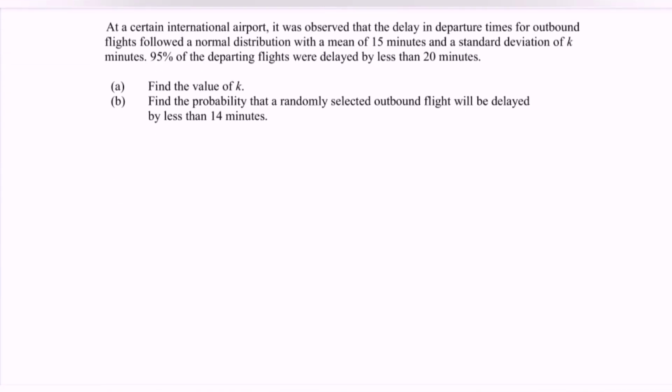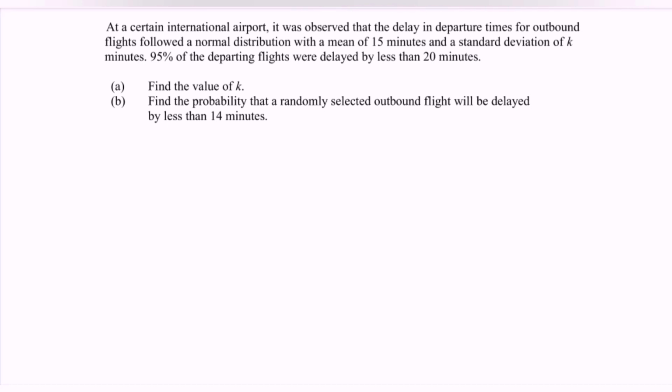Hello everyone, in this video I'm going to discuss an example for special probability distributions. Kindly refer to the question. At a certain international airport, it was observed that the delay in the departure time for the outbound flight follows a normal distribution with mean 15 minutes and standard deviation k.